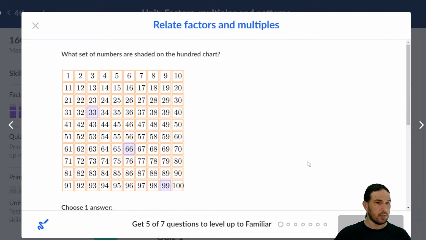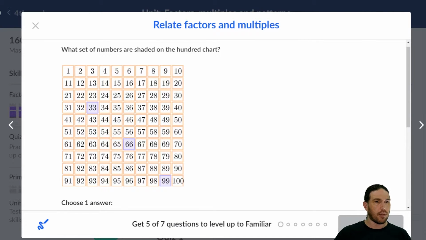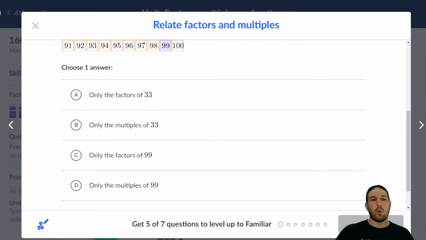Let's go. Which set of numbers are shaded on the 100 chart? So it looks like 33, 66, and 99 are shaded on this. I hope you can see that. So we want to know, is it the factors of 33? Is it the multiples of 33? Is it the factors of 99? Or is it the multiples of 99? Yes, this is a 4th grade problem, friends.